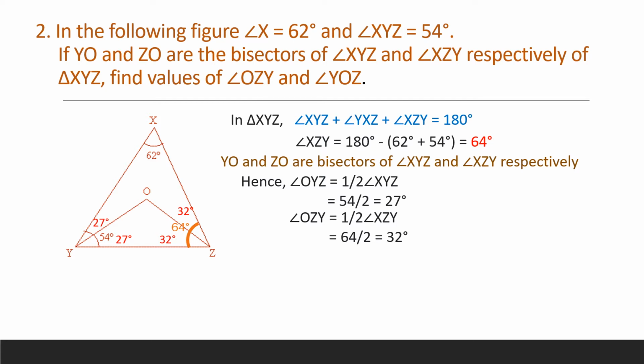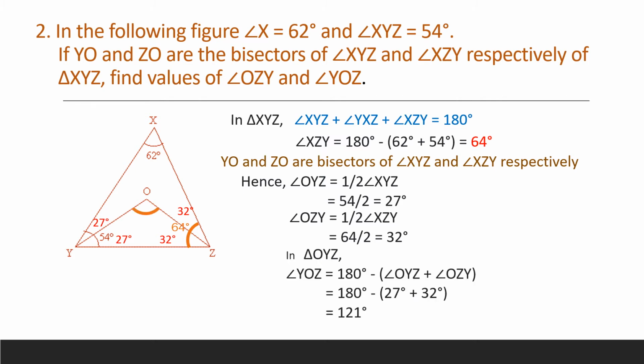Now, if we know two angles, just look at the small triangle OYZ. We know two angles, 27 degrees and 32 degrees. To find the other angle, add 27 and 32 and then subtract from 180 degrees. So 180 minus 27 plus 32 is equal to 121 degrees. That is the answer.